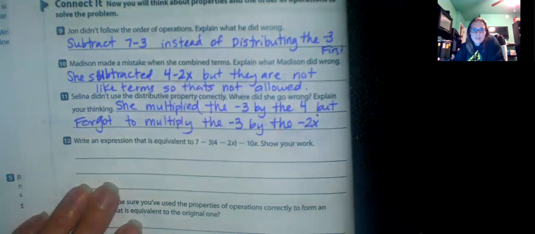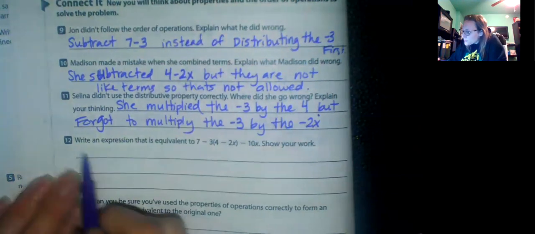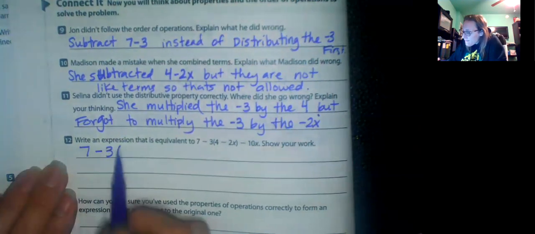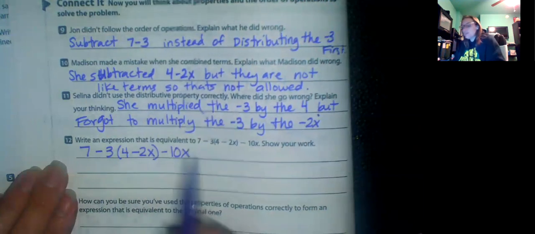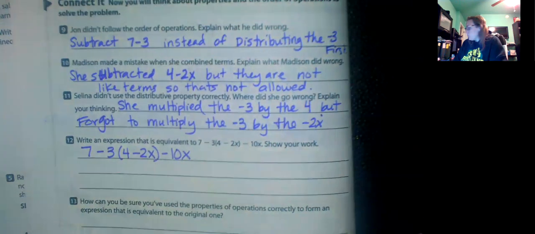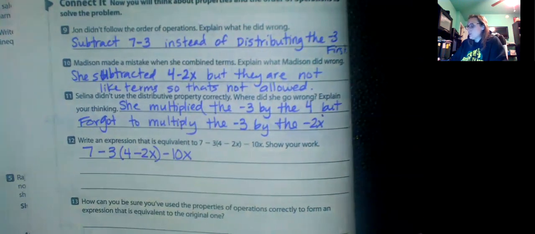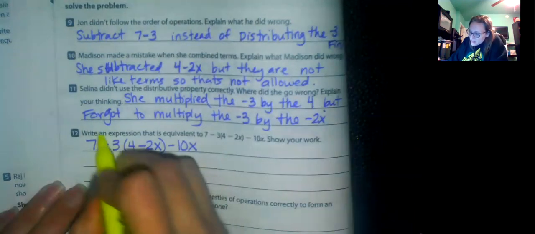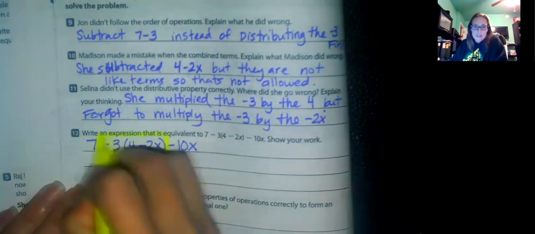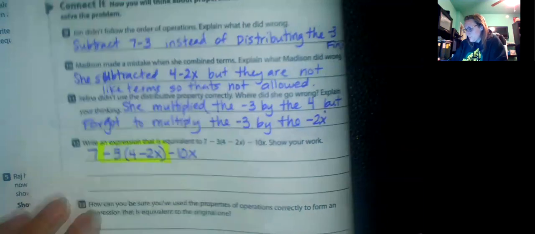All right, so it says write an expression that is equivalent and show your work. All right, so according to our rules of operation, we should distribute first. So remember, this is what you need to deal with first. Okay?